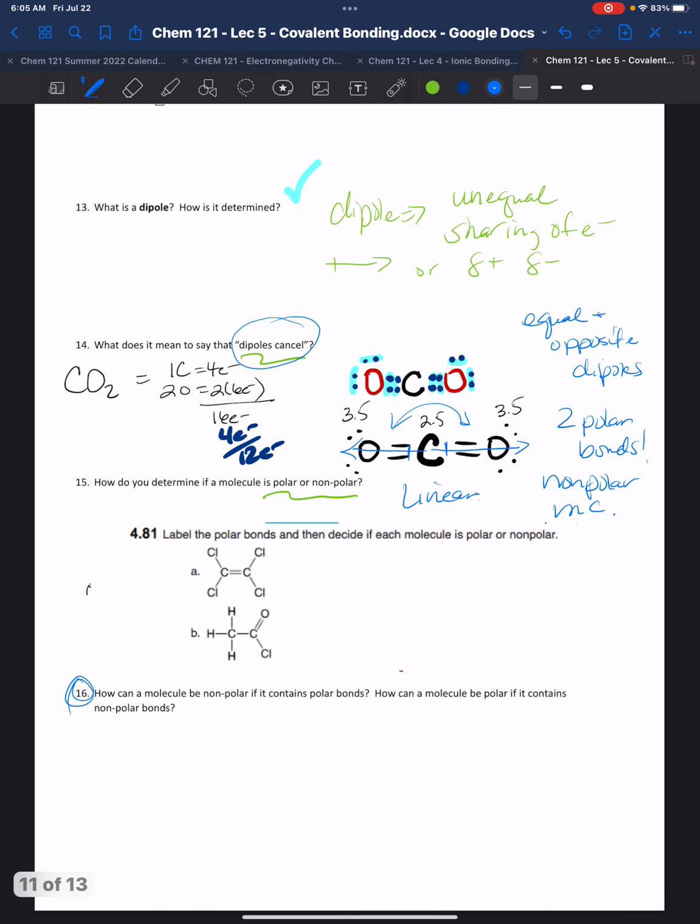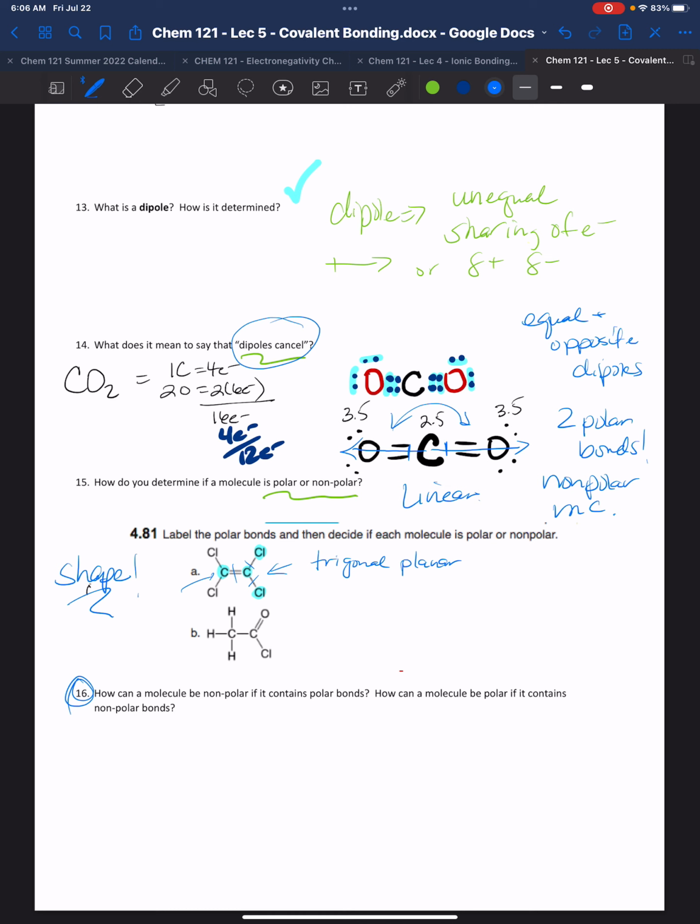So as we look at this, we are looking at the shape, okay? So we wanna look at the shape. So what we wanna recognize is, okay, well, that carbon right there has one, two, three things attached to it, right? So one, two, three things. So this shape right here is going to be trigonal planar. Okay, this shape right here is also going to be trigonal planar.